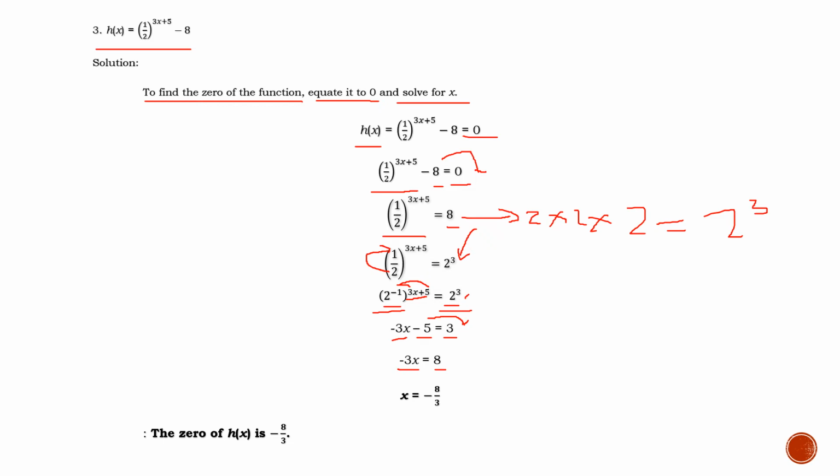To simplify and get the value of x, we divide the entire equation by negative 3, to cancel the numerical coefficient on the left side, which is negative 3. Then x is now equal to negative 8 over 3. So the zero of h of x is equal to negative 8 over 3.